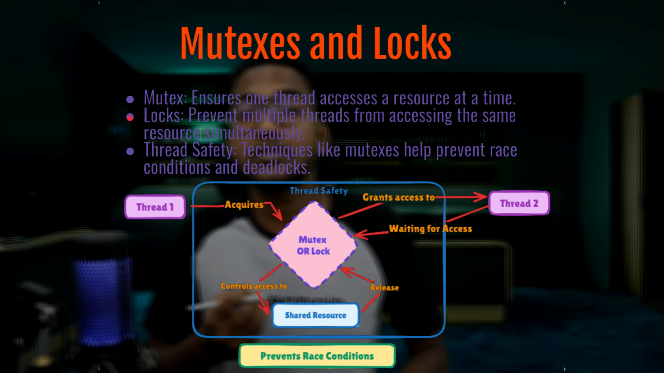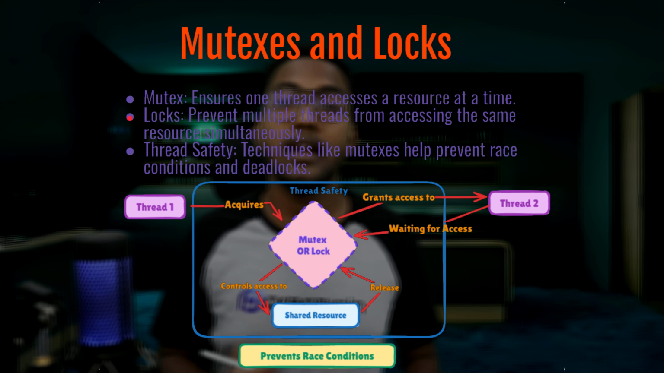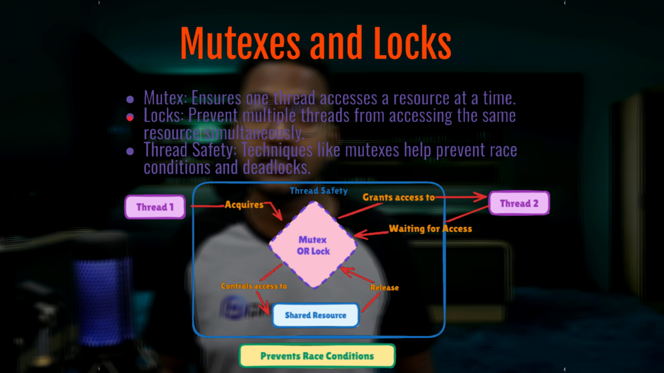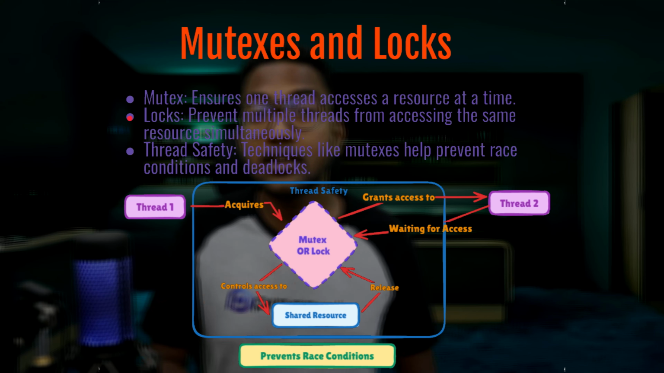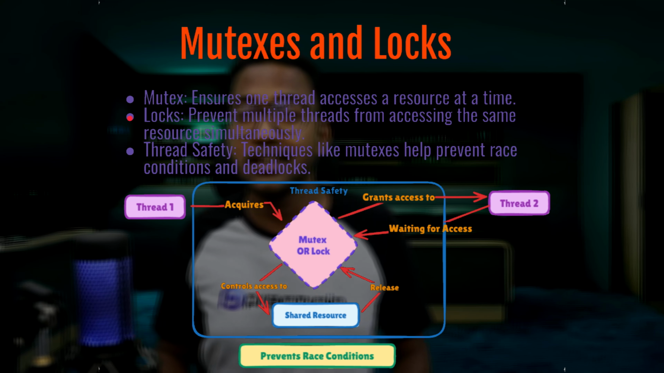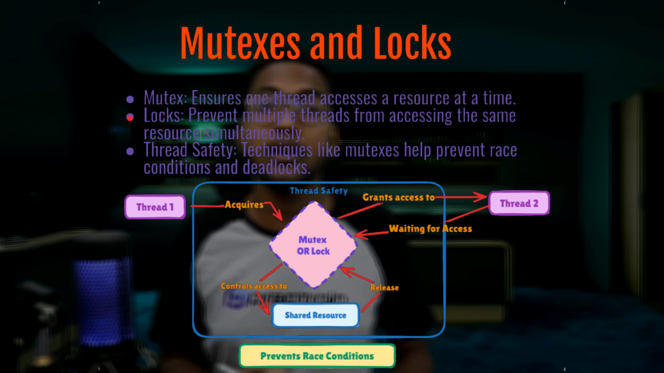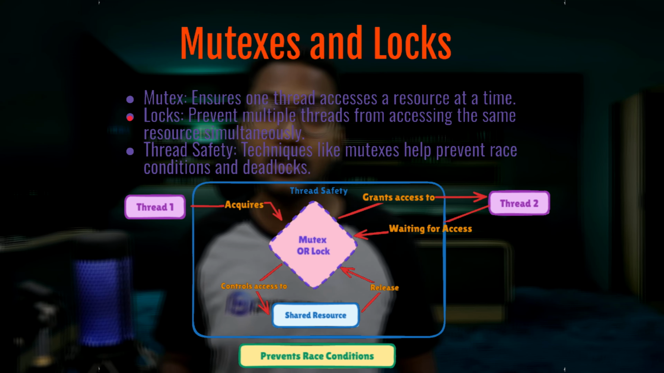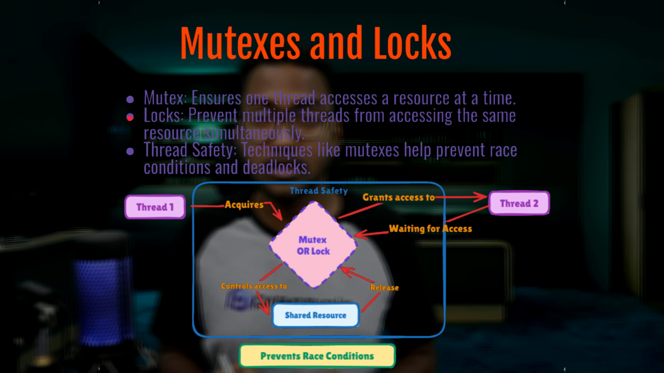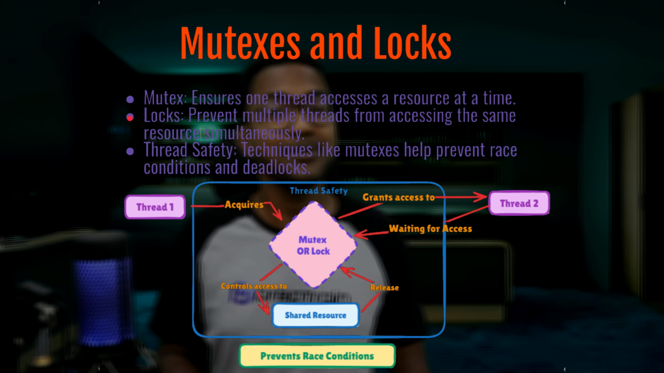Thread safety refers to a situation where your code can be safely executed by multiple threads concurrently without causing any race conditions, deadlock, or inconsistent results. By using mutexes and locks, you can ensure that your code is thread safe, and it controls how threads interact with shared resources. This is crucial in any multi-threaded program, as failing to make your code thread safe can lead to unpredictable behavior and bugs that are difficult to trace. In summary, both mutexes and locks are essential tools for managing concurrency and ensuring that multi-threaded programs run smoothly. They help prevent race conditions, deadlocks, and other concurrency issues by controlling access to shared resources.